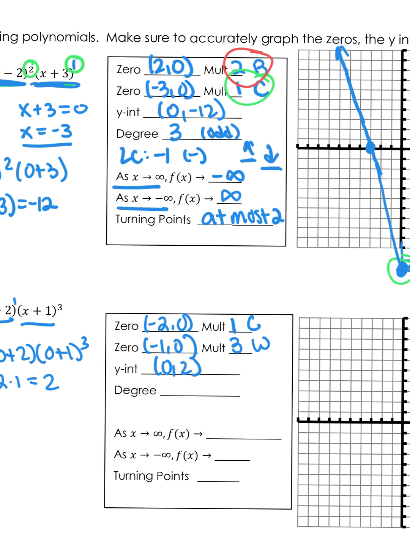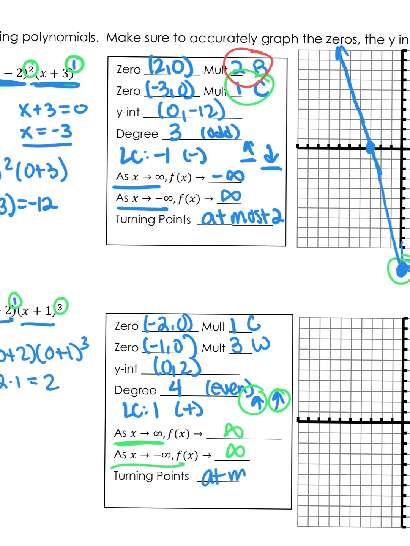For the degree, we'll have to add all of these guys together for this one, so this will be 4. Leading coefficient will just be the invisible 1 in the front. So this will be even, positive. So both up. So as x goes to the right, this will go to positive infinity, and as x goes to the left, this will go to positive infinity as well. Turning points is one less than the degree, so this one will have at most 3.